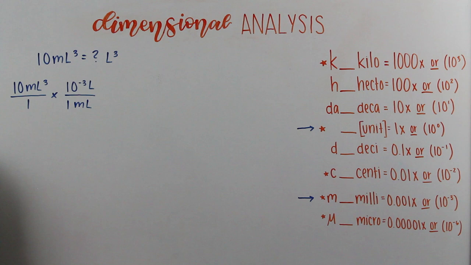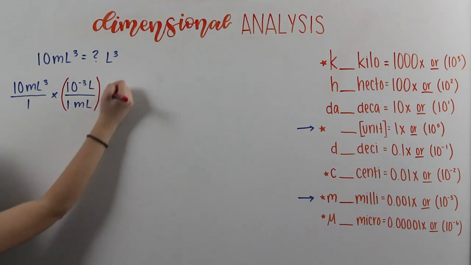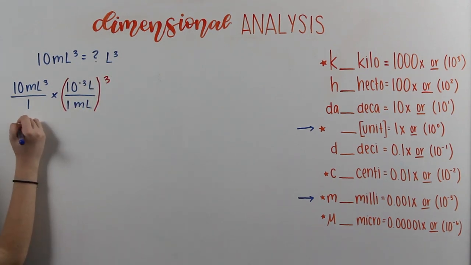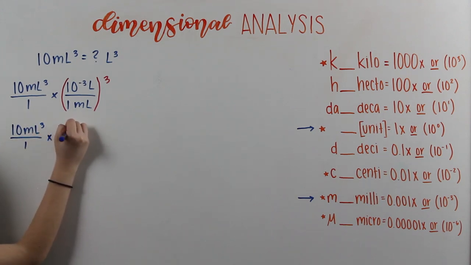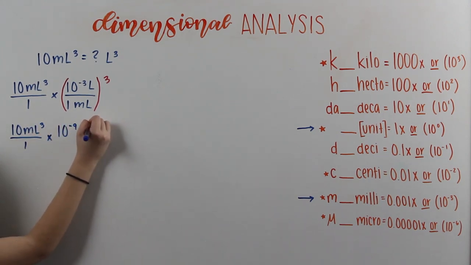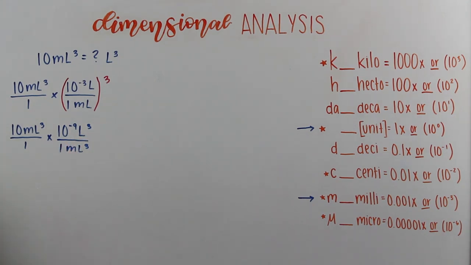Here's the catch of this problem. Notice how the unit we have is milliliter cubed. We therefore have to make our conversion factor milliliters cubed. To do so, we have to cube the whole conversion factor. Now we distribute the cube to all values and units. 10 to the negative 3 cubed is 10 to the negative 9. And the units cubed become the cubic units we want. Once we have the cubic units we want, we cross-cancel out milliliters cubed, leaving us with the unit liters cubed.